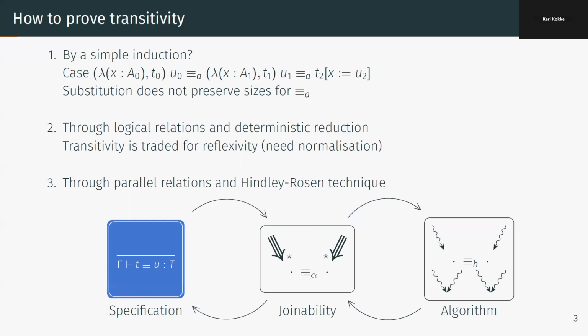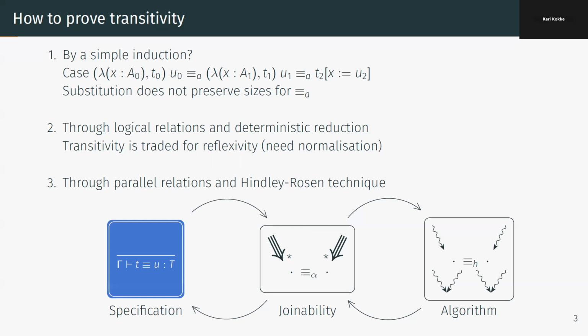But in exchange for this, reflexivity is now much harder to prove because you need to prove that all terms normalize. And this is not something that I want to assume, because I want to have a theory in which it's either too hard to prove or not even true. So this leaves me with one other path.